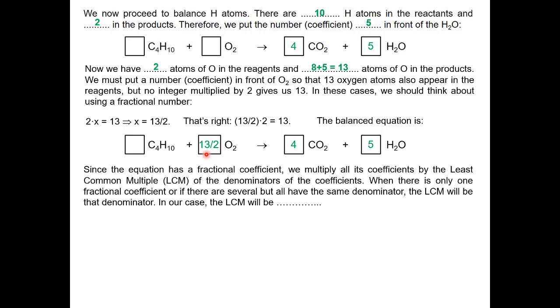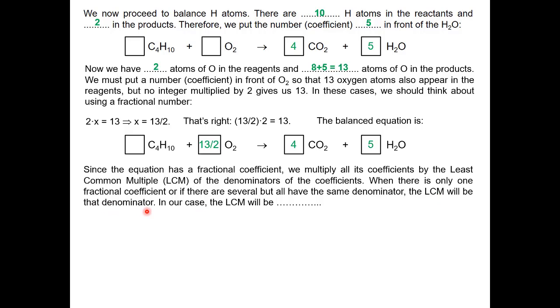Read the following text and try to fill in the gap. Since the equation has a fractional coefficient, we multiply all its coefficients by the least common multiple, LCM, of the denominators of the coefficients. When there is only one fractional coefficient, or if there are several but all have the same denominator, the LCM will be that denominator.